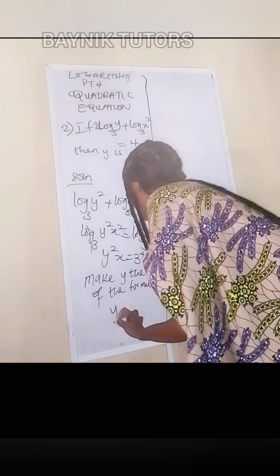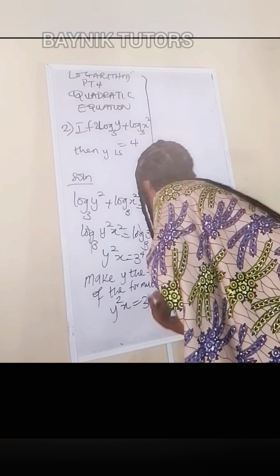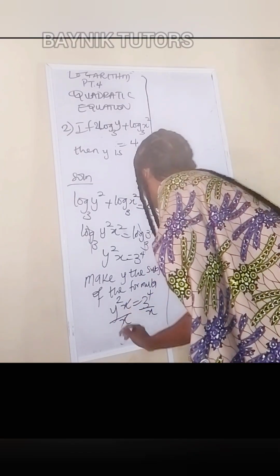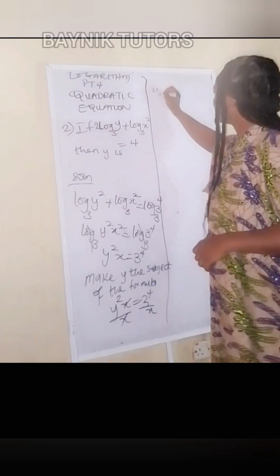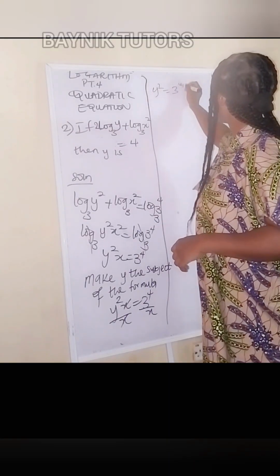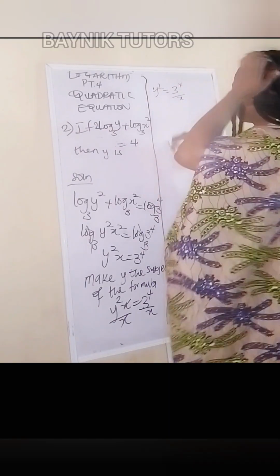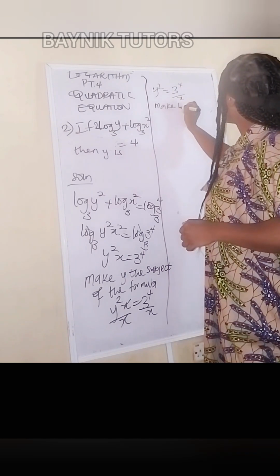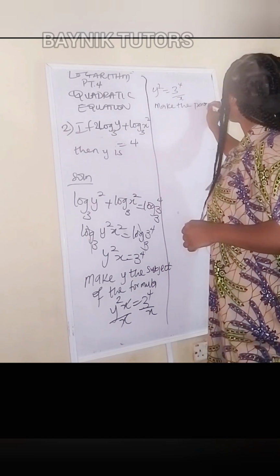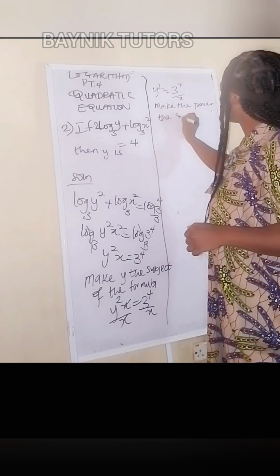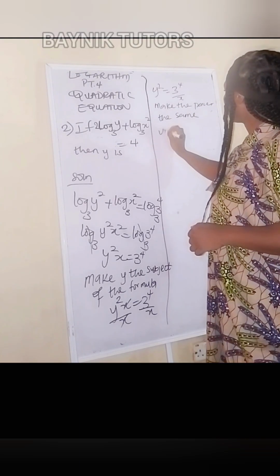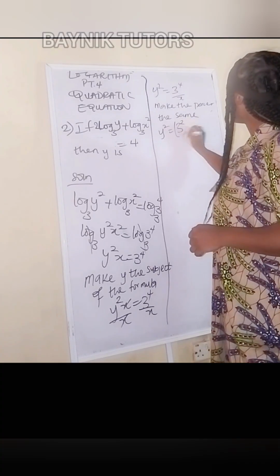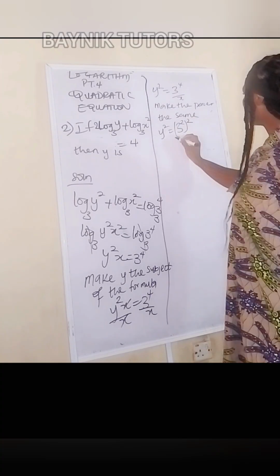So that is y squared x equals 3 raised to power 4. So now divide through by x, because we want to move this x. So we are left with y squared equals 3 raised to power 4 over x. You understand? So we want the power to be the same. Make the power the same. So how are we going to do that? So now what will give us 3 raised to power 4? That is 3 raised to power 2.